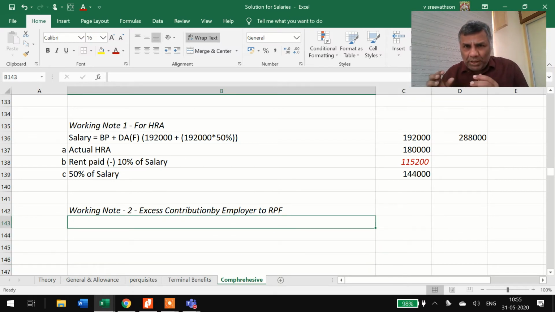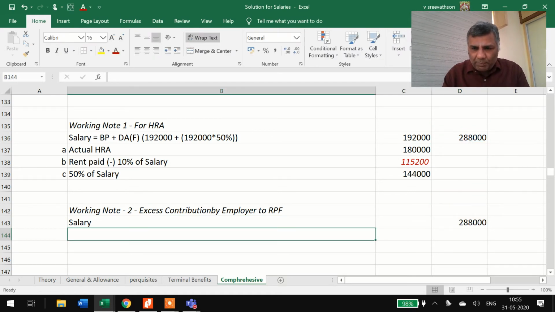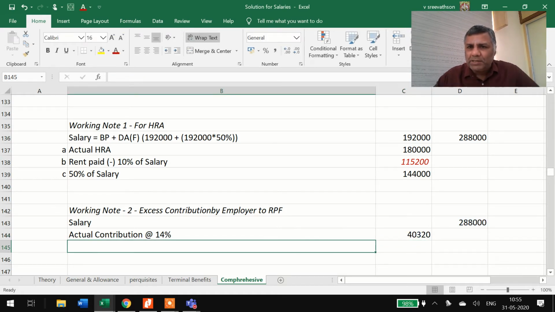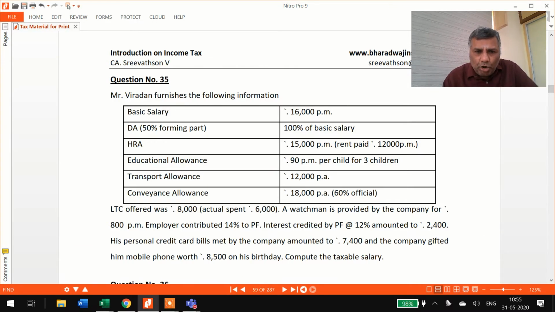This time I am doing an elaborate working note. Next time onwards, it is straightly in the main question itself. Salary, the same as HRA. We know the formulas are the same for RPF, everything: 2,88,000. Actual contribution at 14%. Employer has contributed 14% to PF, as we can see in the question.